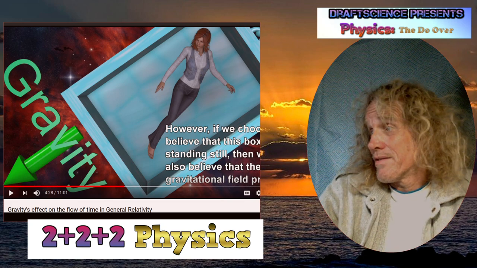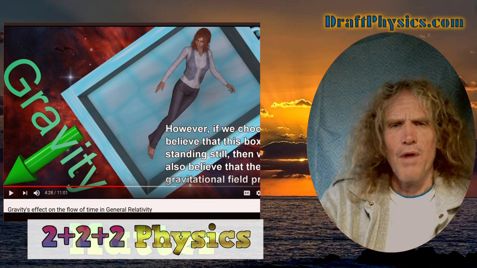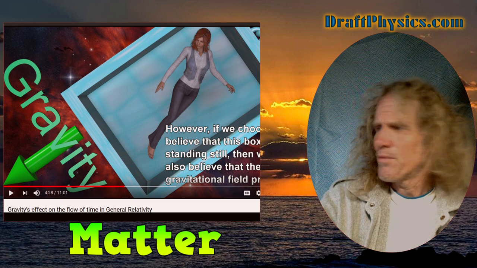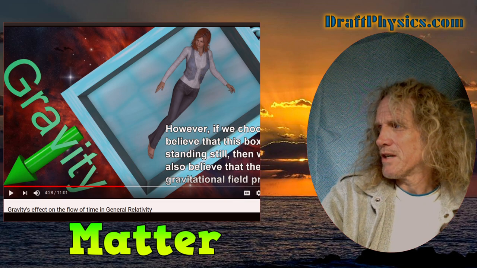So, you know, this is the weird assumption, right? Everything's standing still, and we're going to assume there's gravity pushing down. Why? Why would we say that? Why would we even think that? Why would that even occur to us to say, oh, there's a gravitational field because she's moving to the floor?